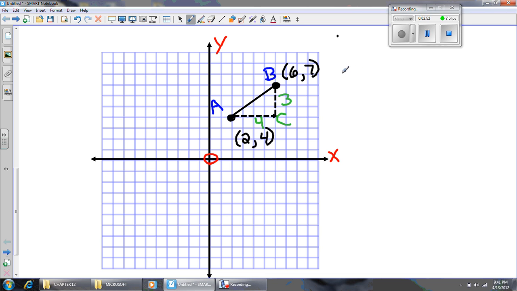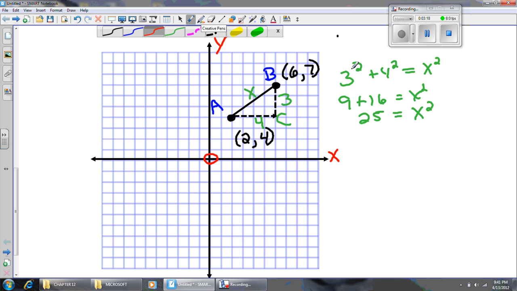But in case you didn't recognize, let me take 3 squared plus 4 squared, and I'll set that equal to, oh, in this case, I'll call it x squared, because I don't know how long side AB is. Well, that's 9 plus 16 equals x squared, and I'll get 25 equals x squared. And I want to take the radical of both sides because I'm interested in the positive square root. And so when I do that, I get x is equal to 5. And I'm sure you already recognize that.